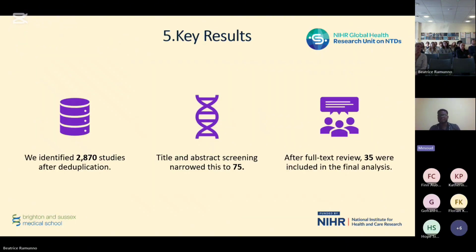What are the key results? We identified 2,870 studies after removing duplicates. The title and abstract screening narrowed this to 75 studies. After full text review, 35 were included in the final analysis. Next.